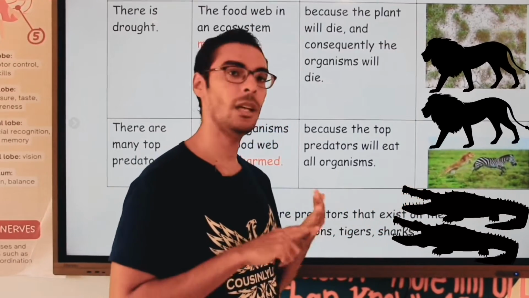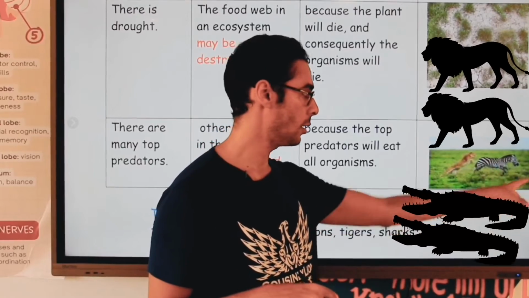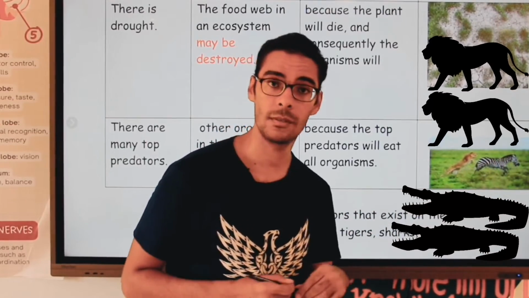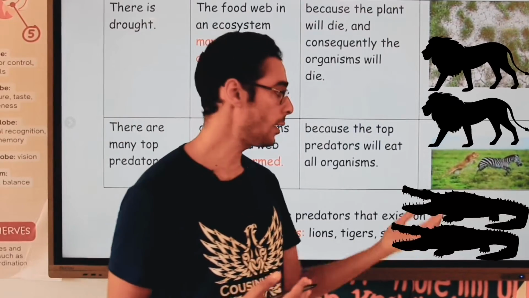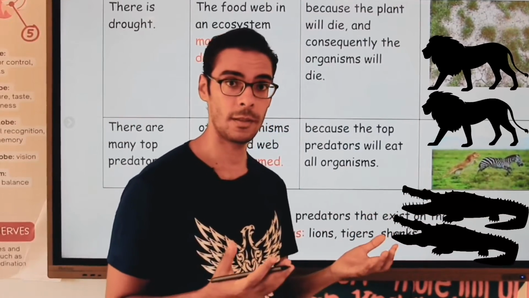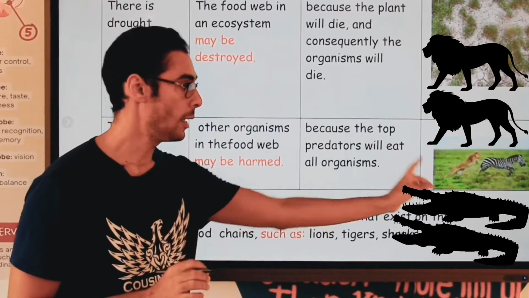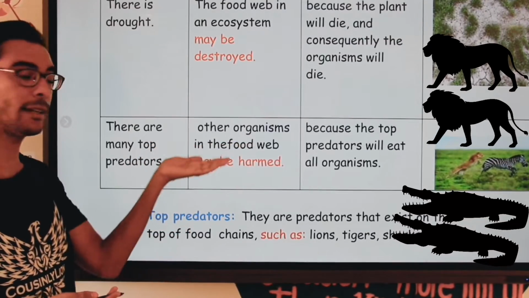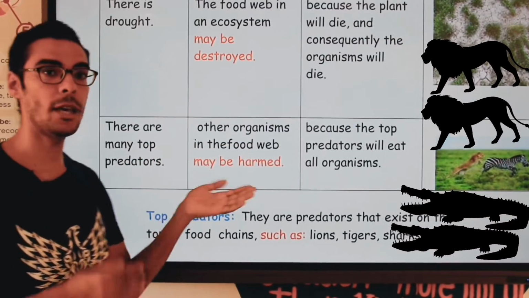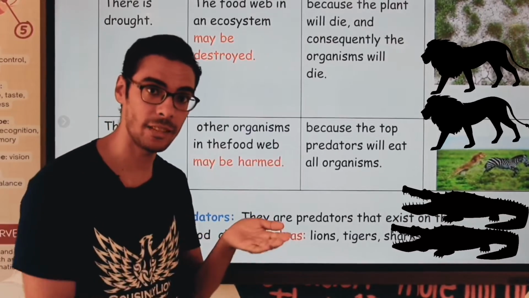If we have many lions, many tigers, many top predators, and all of them are hunting this zebra, what happens? Just think about it. You're going to notice here that if we have many top predators, that might affect the food web negatively. How? If the number of the top predators increases, the other organisms in the food web may be harmed. The word harmed here refers to decreasing their number.